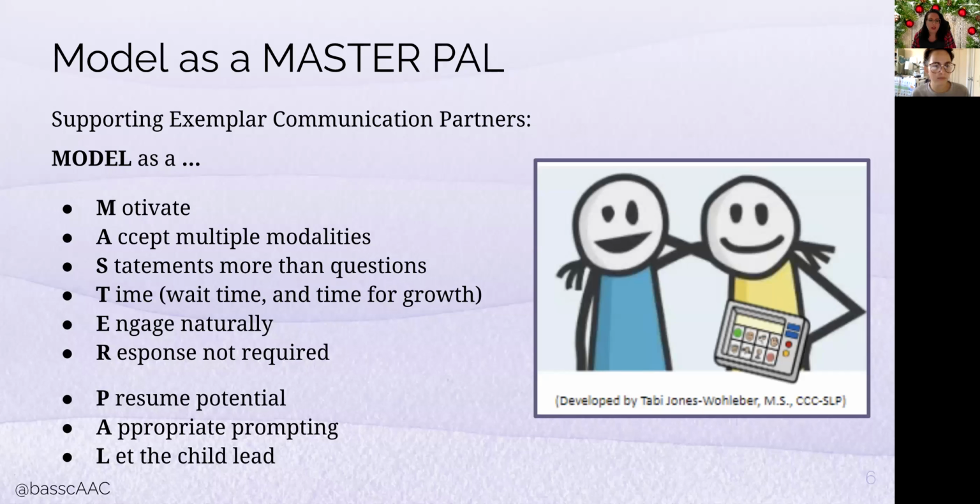All right, and here's the breakdown of the model as a Master PAL and what it represents. We've talked about communication, aided language input. Last time we talked about time in the presuming potential sections. And today, again, we're going to be talking about response not required.